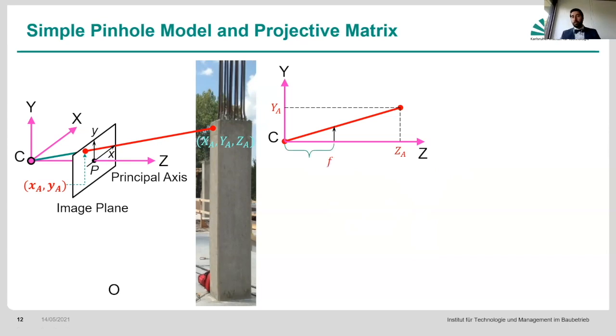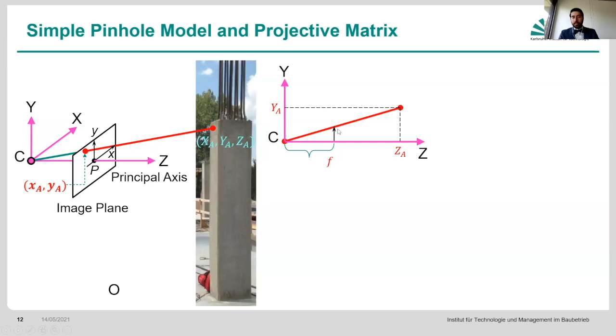This here is what we call focal length or principal distance. In photogrammetry literature, you're going to hear a lot about principal distance. In computer vision, this is typically referred to as focal length as well. So we have this focal length, okay? We have the ZA, we have this YA.